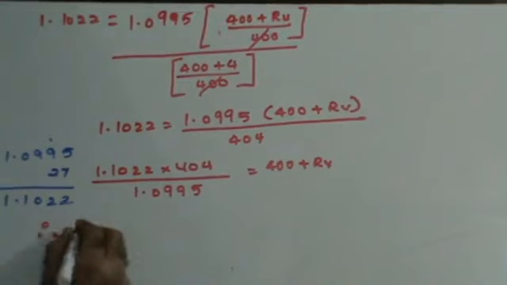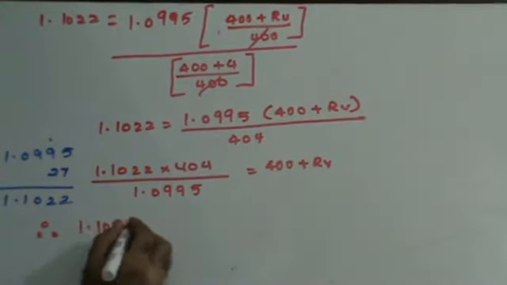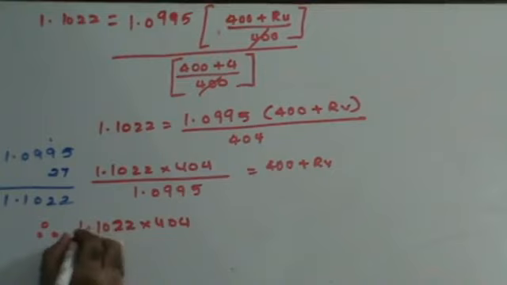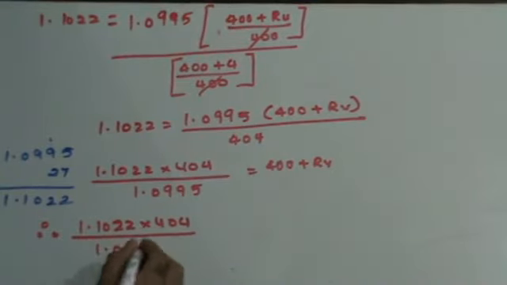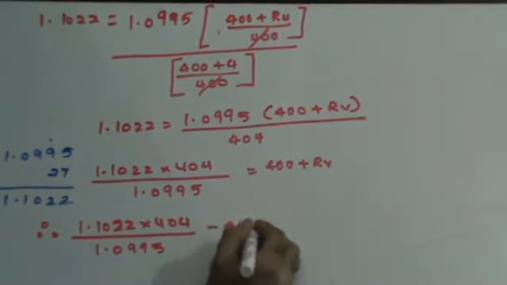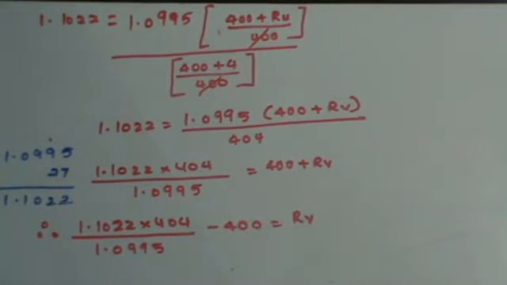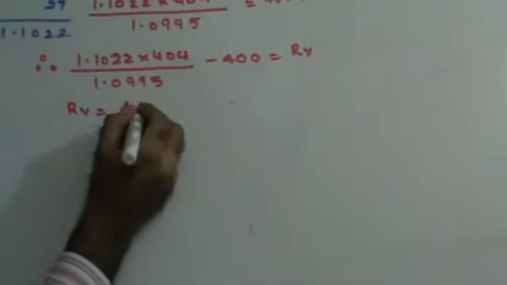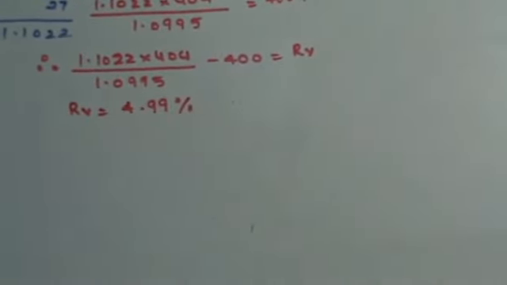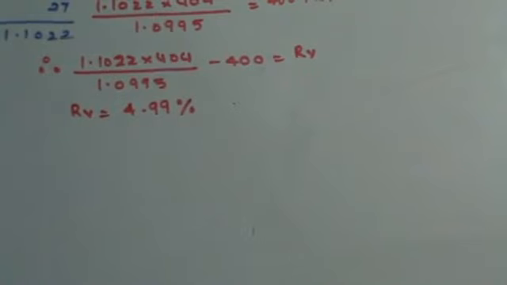Therefore I could say that 1.1022 into 404 upon 1.0995 minus 400 will give you RV. So in which case you will get this answer as 4.99. RV is 4.99%. So the lending rate in variable currency is 4.99%. Fine, do we get this clear? That's how you find out the lending rate in base currency and variable currency, and that's how you use swap points. Let's see another sum like this, guys.